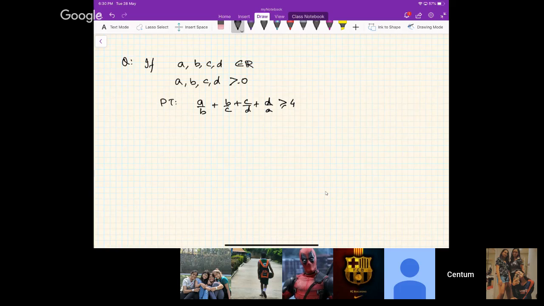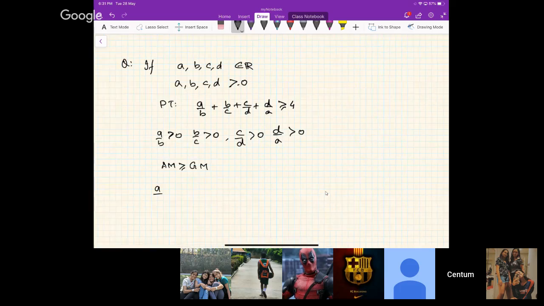Okay, so you see, it is very important that all of them are greater than 0. So hence, clearly a/b is greater than 0, and b/c is also greater than 0, c/d is also greater than 0, and d/a is also greater than 0. So hence, the AM of 4 numbers will be greater than or equal to the GM. So what is the AM of all this? The AM will be a/b + b/c + c/d + d/a, the sum of all 4 divided by 4. This is the arithmetic mean.